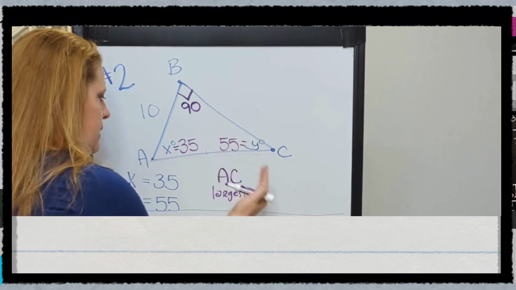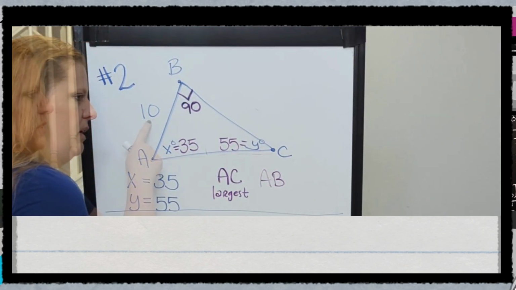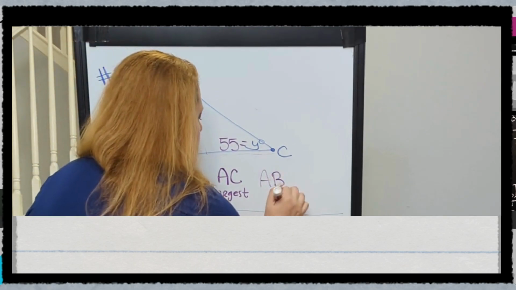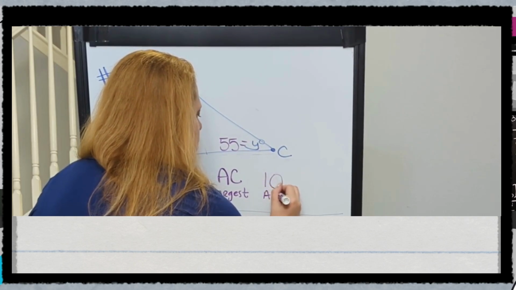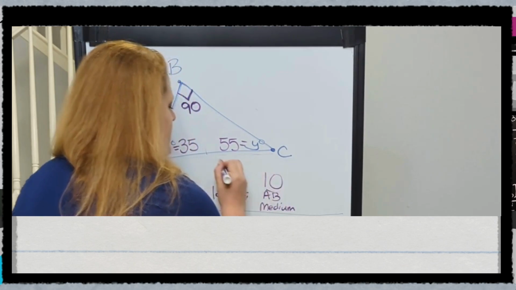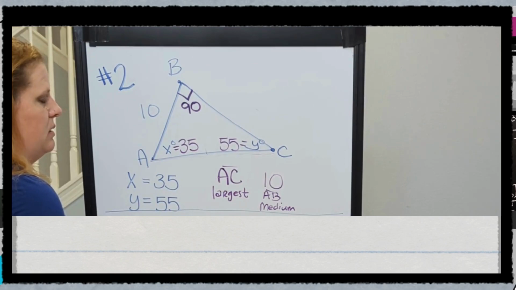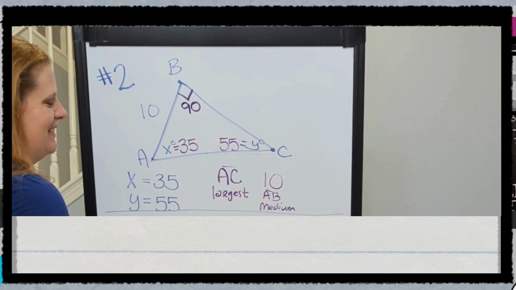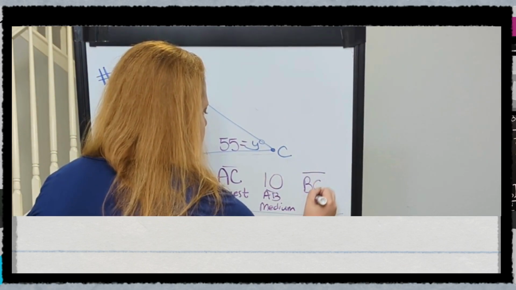So next, our medium angle then is AB. And what is the measurement of AB? That's 10. So I'm going to write 10 and then put AB under it and say medium, because that's our middle biggest. And what's our smallest line then? If AC is the largest and AB is the medium, then it's going to be BC. That's the smallest. Correct. The smallest is BC.